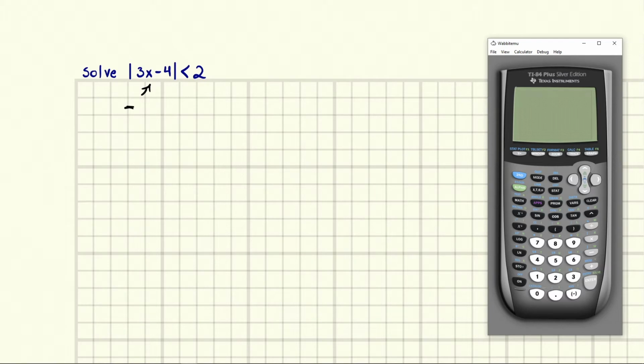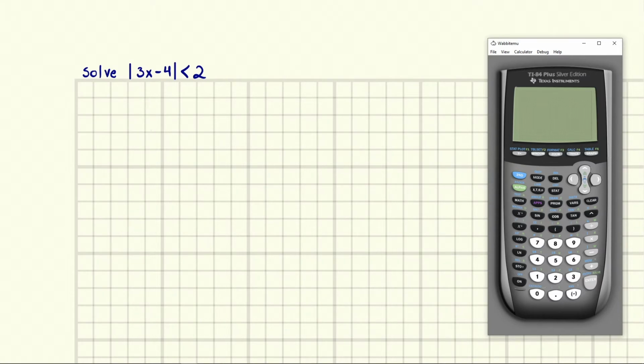And so that means that say we got like -1, that would be fine because it would become +1, and 1 is less than 2. But say we got like -3. Well, that's not fine because the absolute value will make it +3, and we'll wind up with a 3 less than 2, which doesn't make any sense. 3 is greater than 2.